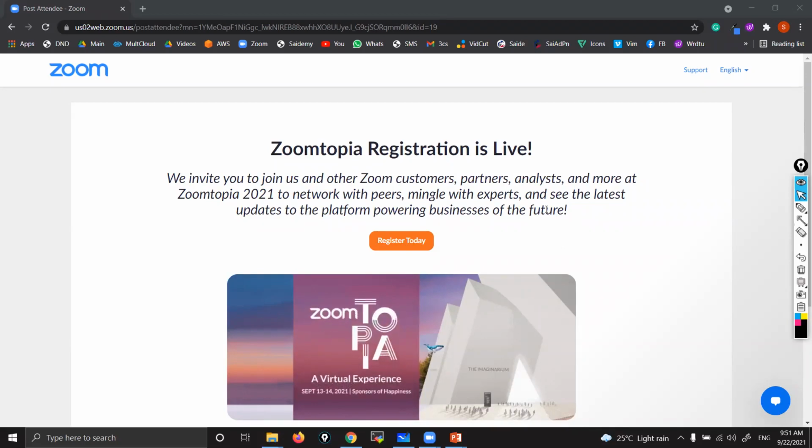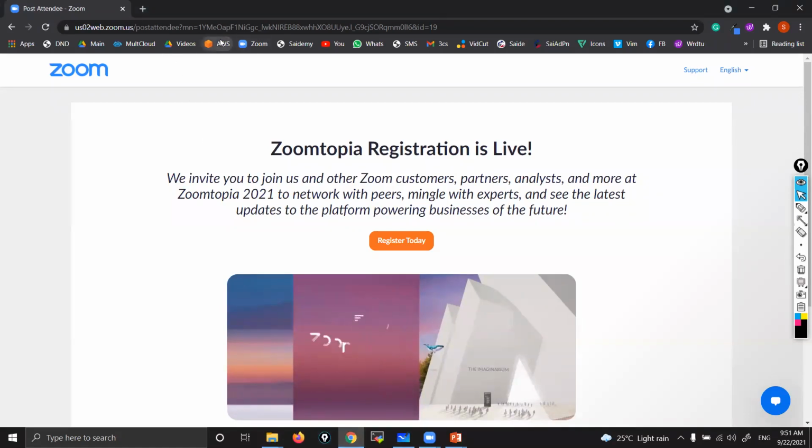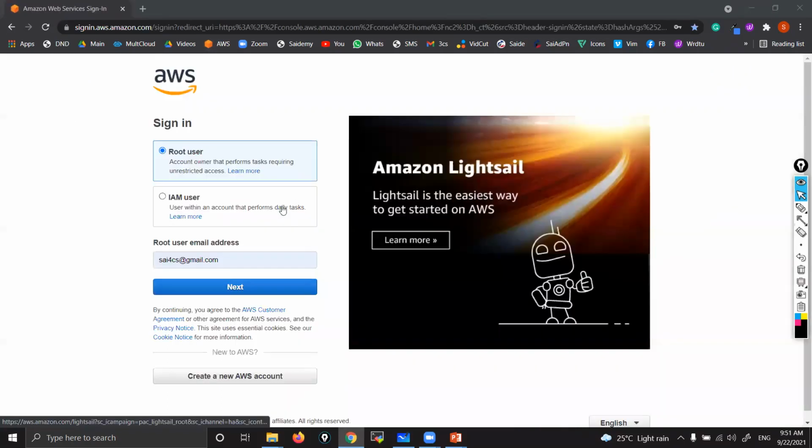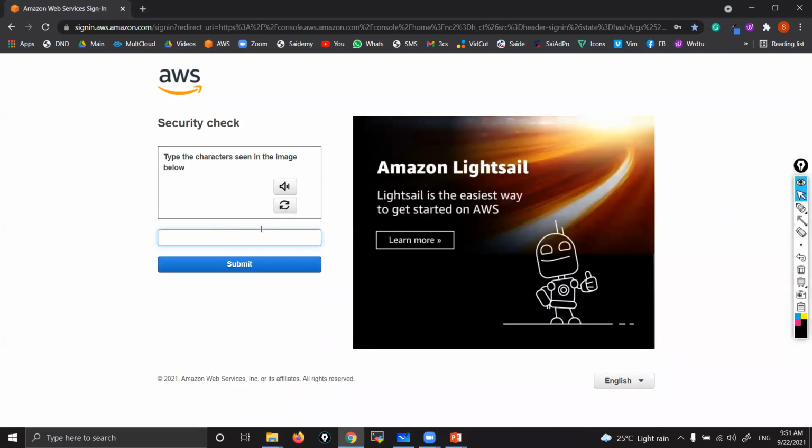Where are the ElastiCache and Redshift parts in the portal? If you log in, under the database section you'll find these things. Let me show you.